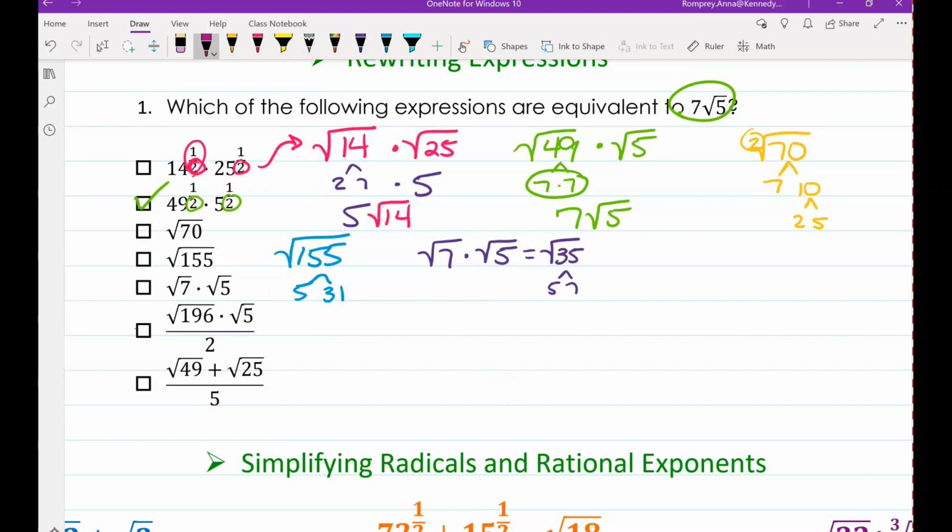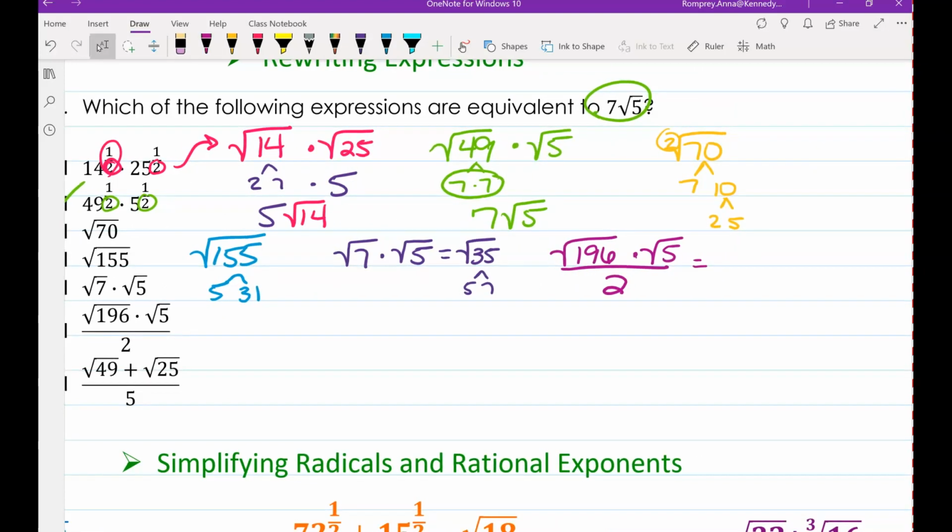Let's look at the square root of 196 times the square root of 5 divided by 2. Okay, square root of 196. I know that's a perfect square. I'm trying to remember. I've got, let's see, 144, that's 12. Oh, and then we got 169 is 13, 196 is 14. So the square root of 196 is 14.